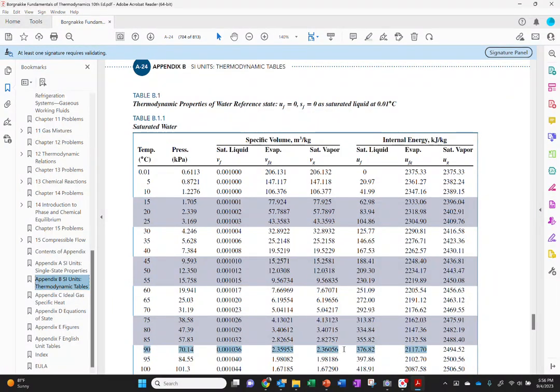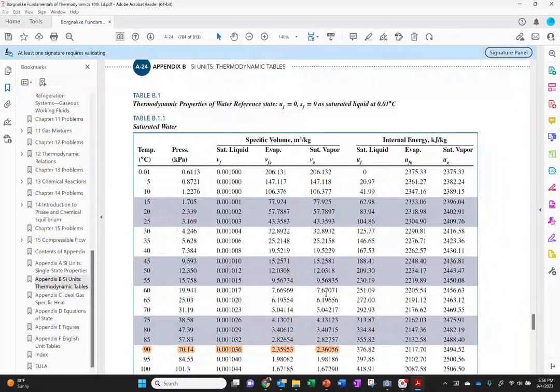Here's our information right there. Here's the information we might want to have. I'm going to write this down. Table, good thing to write table. B.1.1 at T equals 90 degrees Celsius. We find out that the P sat is equal to 70.14 kilopascals. And we also have vf.